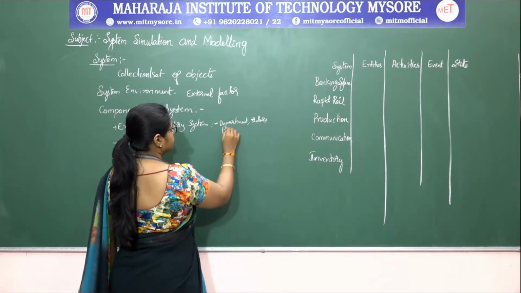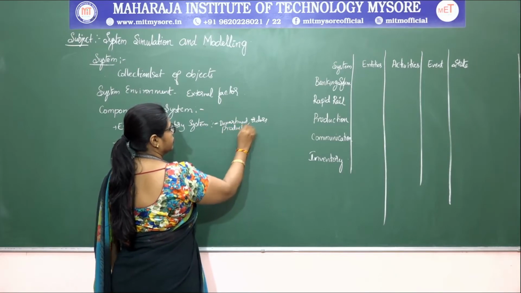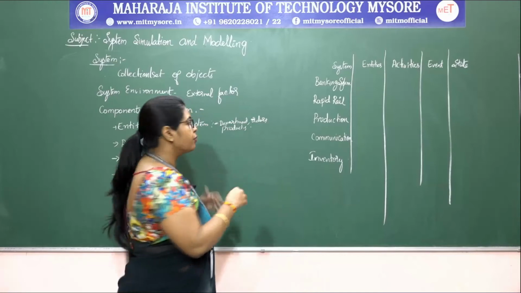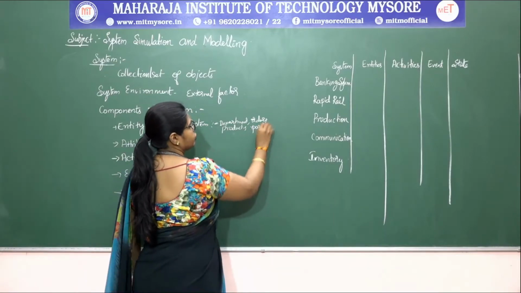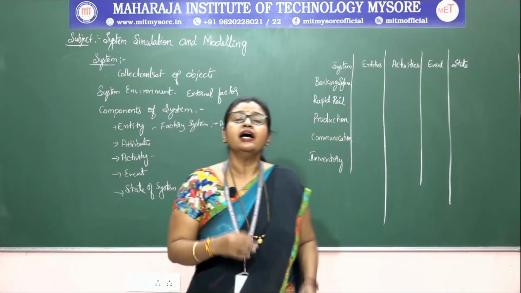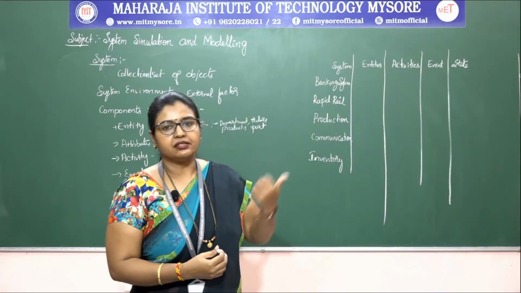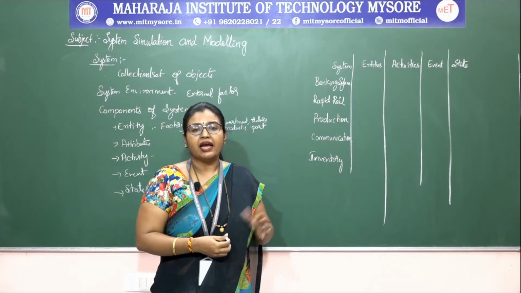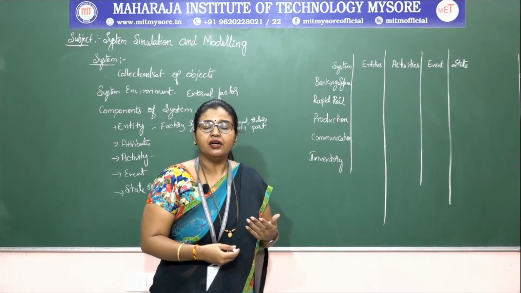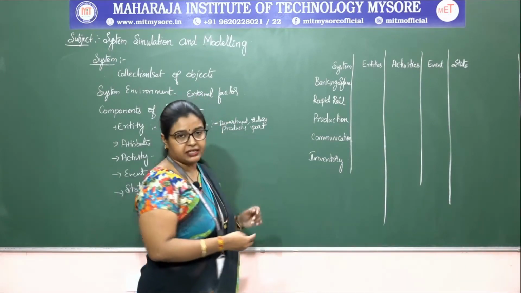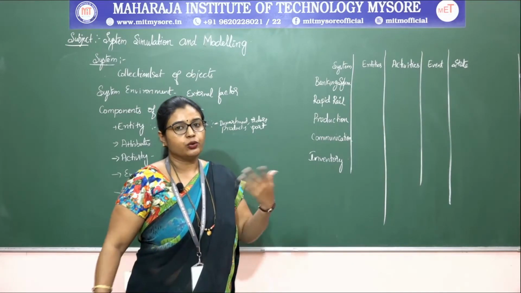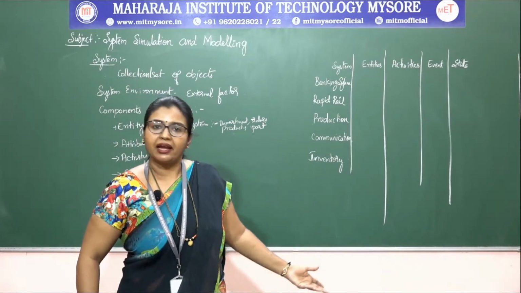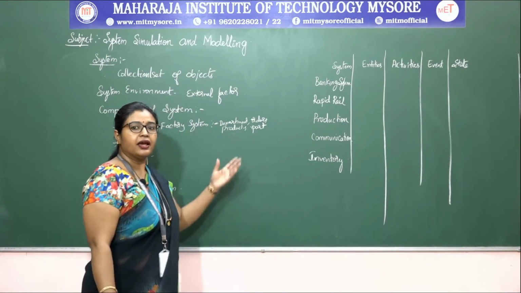Products, and then one more thing is the parts of that particular product, etc. So these are some of the entities of the factory system. Okay, so likewise we can have n number of systems, and we can identify the entities. Like if you take the banking system, entities are nothing but the customers who are coming into the bank. So that is considered as an entity.